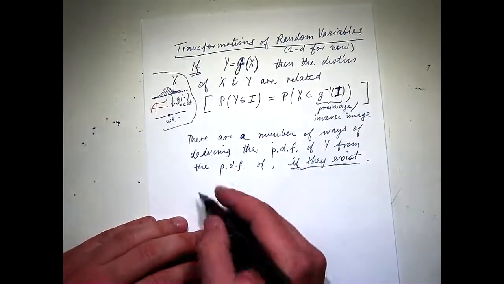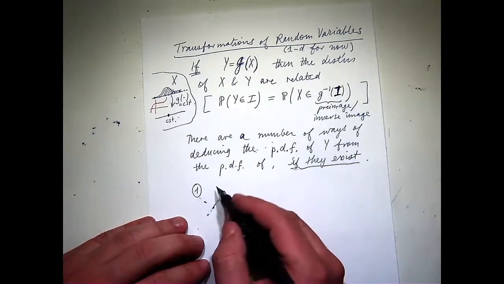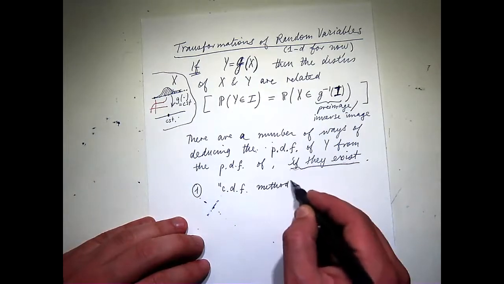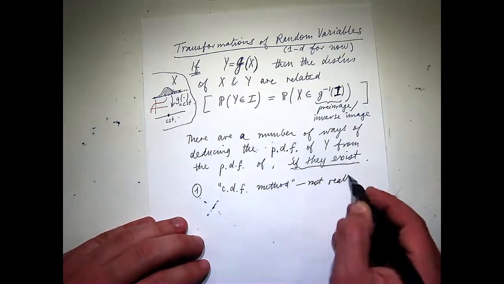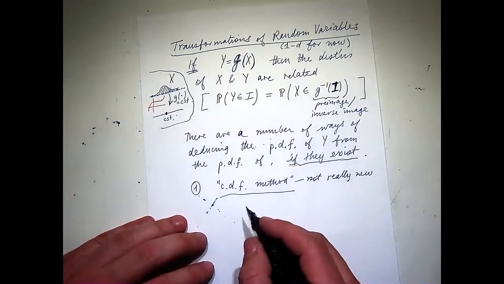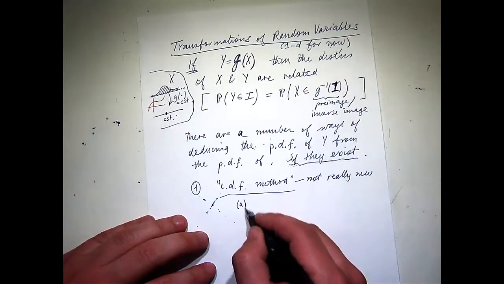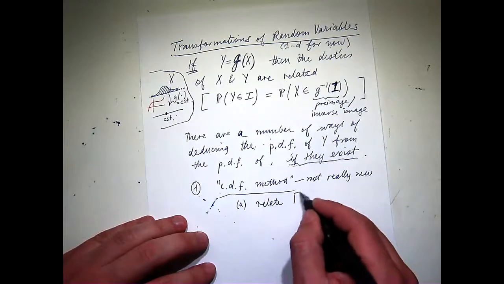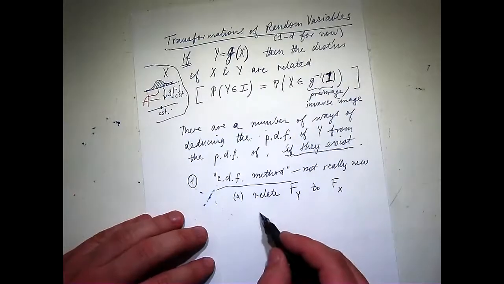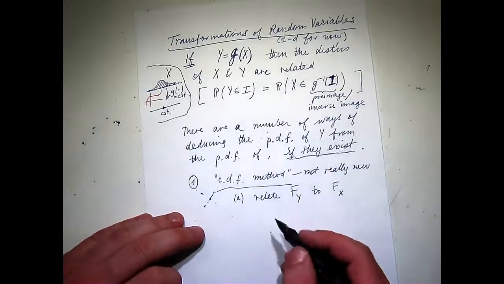So first of all, I'll just say CDF method. This is not really new because I already did one example of this. So what is the CDF method? It uses two facts that we already know. A, relate the CDF of y to the CDF of x. And that is not always simple. It's simple in the case where g is an increasing function or a decreasing function.